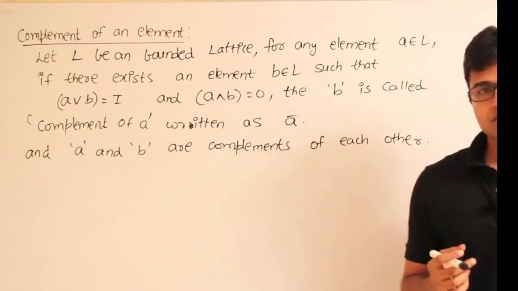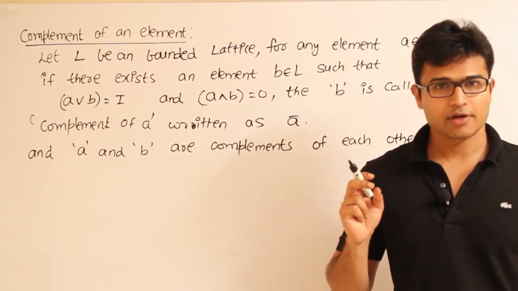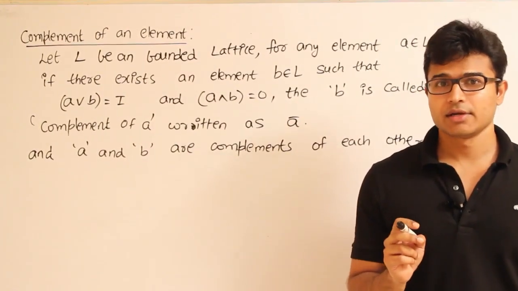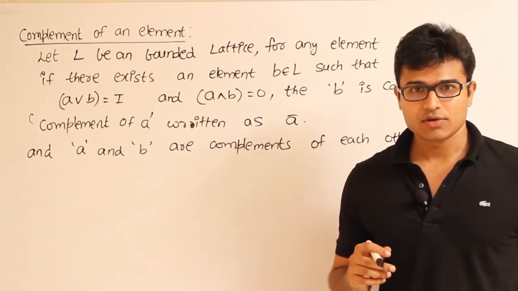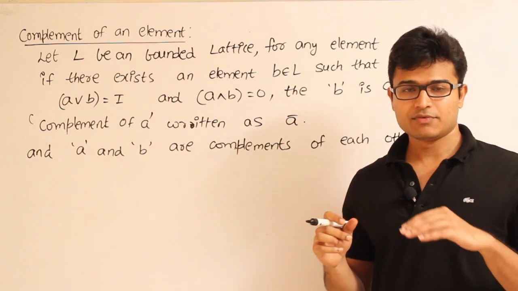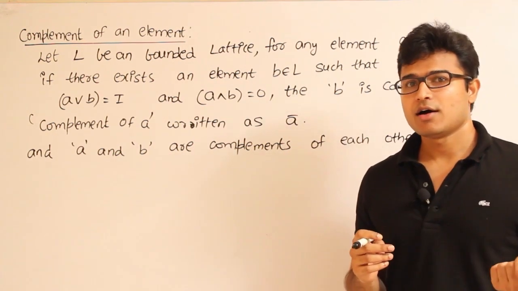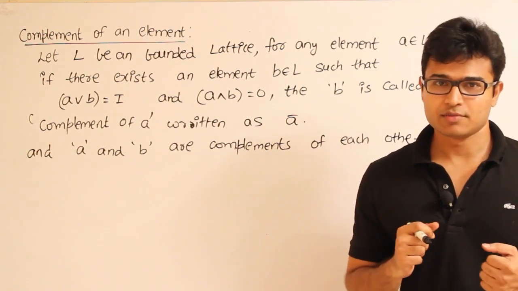Now let's talk about complement of an element in a lattice. If you are talking about the complement of an element in a lattice, we should note that it is possible only for bounded lattices. So if the lattice is bounded, which means it has the lower bound and upper bound, then only can I talk about what will be the complement of an element. Otherwise it is not possible.